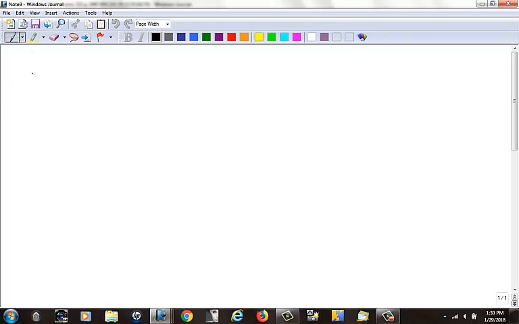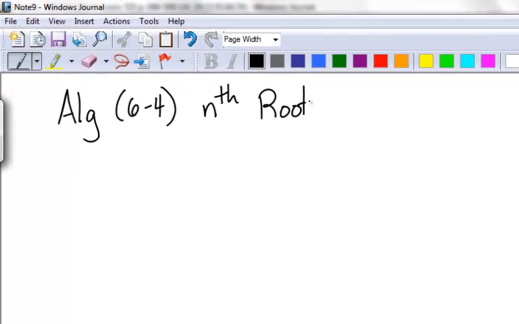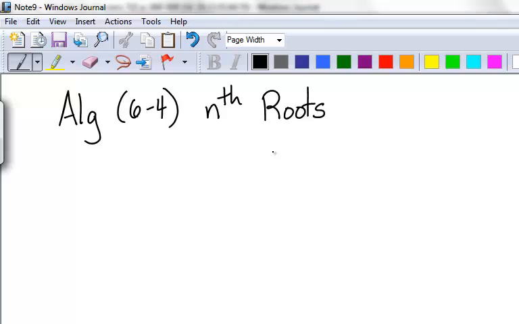Okay, so this is for section 6.4, and we're going to spend a good share of this week on this section on nth roots. You have worked with square roots and probably a little bit with cube roots. Okay, now we're going to look at any root.